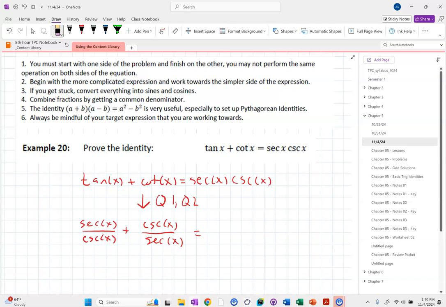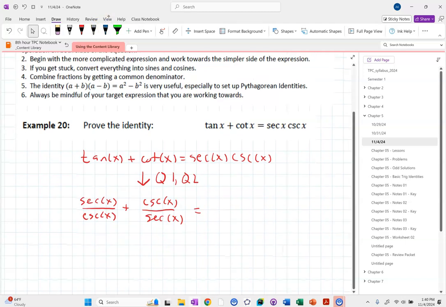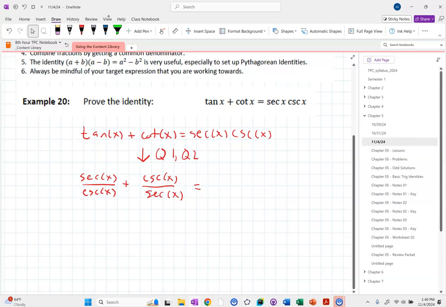Seems to me that the next thing I'd want to do would be making a common denominator to add these two fractions together, right? Can anyone tell me what the common denominator would be between these two fractions? Secant times cosecant, right? Thanks, Golbs. So I'll take the first fraction, multiply it by secant over secant, and we'll multiply the second fraction by cosecant over cosecant.